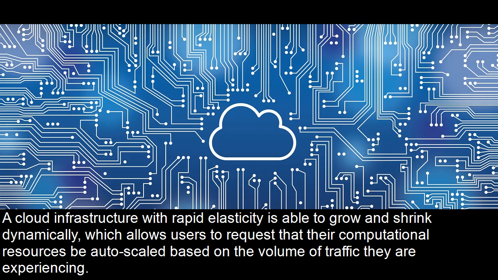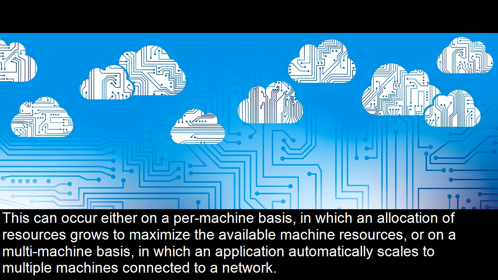A cloud infrastructure with rapid elasticity is able to grow and shrink dynamically, which allows users to request that their computational resources be auto-scaled based on the volume of traffic they are experiencing. This can occur either on a per-machine basis, in which an allocation of resources grows to maximize the available machine resources, or on a multi-machine basis, in which an application automatically scales to multiple machines connected to a network.